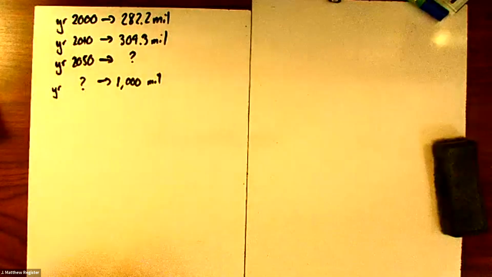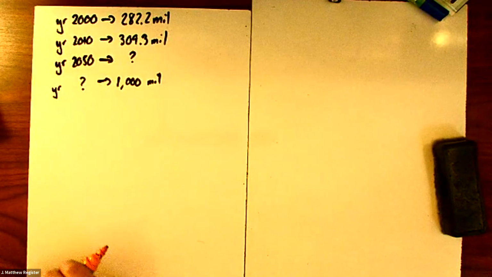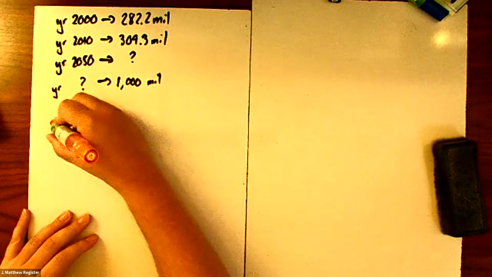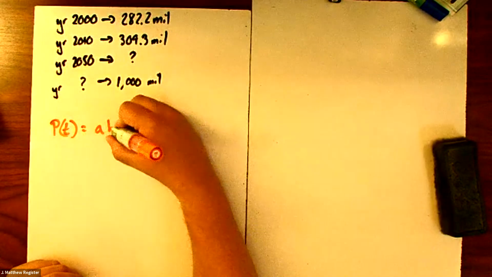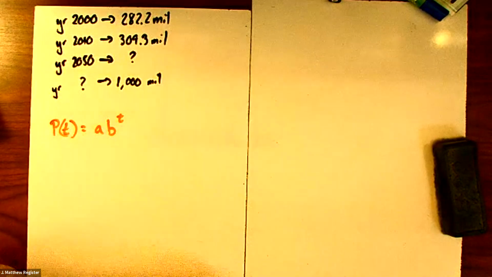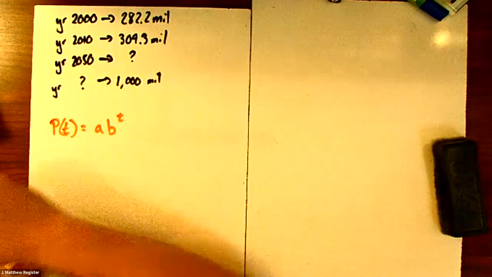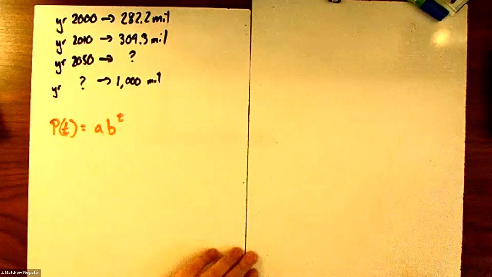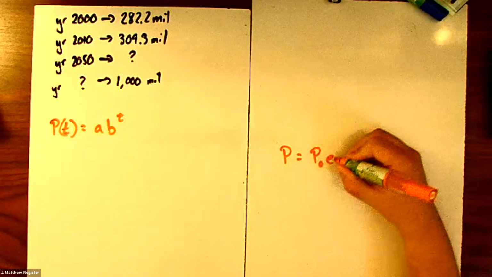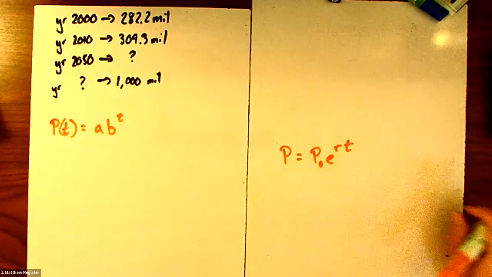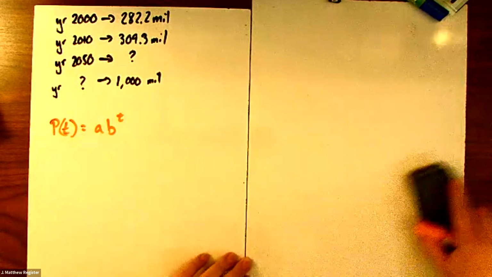Perhaps the simplest exponential model for this would be one which is comparing population to time. We could say P of t is equal to A times B to the t. There are multiple different formats that you'll see our exponential model take. Oftentimes you'll see things that look like this: population is equal to P naught e to the rt. This is another great one, and you can use that one if you want to. I almost always start with this one because I just like the simplicity of it.